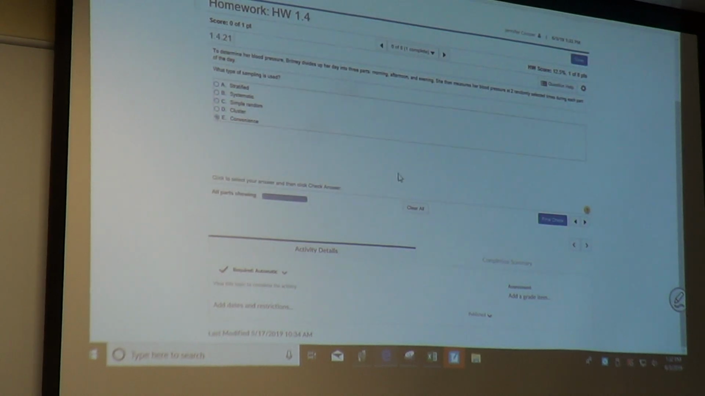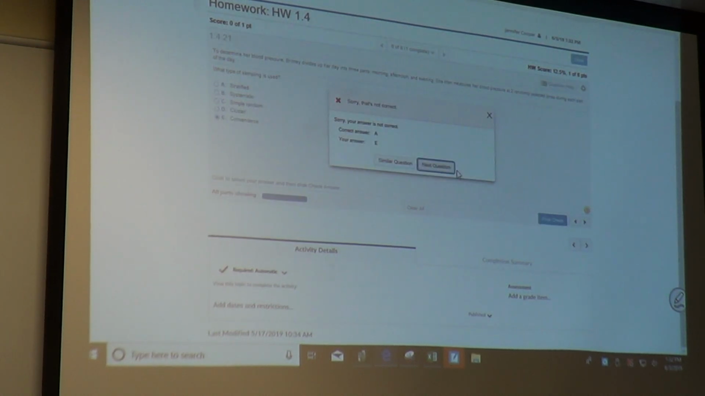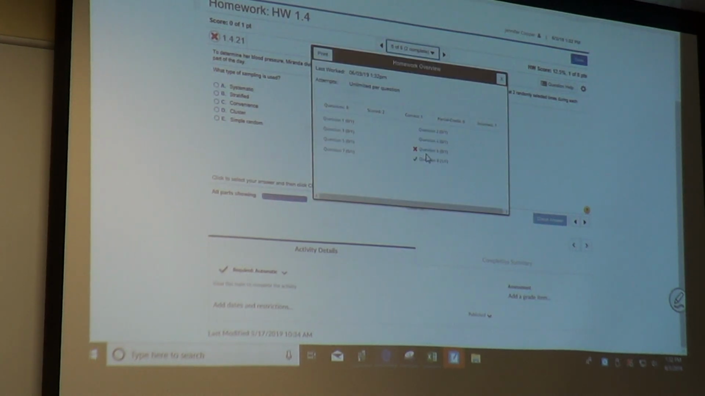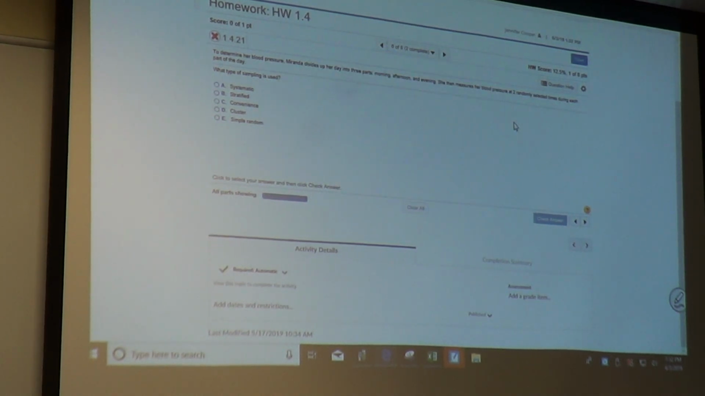And after 3 times, it's like the 3-strike rule. After 3 times, you get to try it again. It's going to give you an X, but it lets you try it again. So let's do another one. Oh, same freaking problem. Stratified.